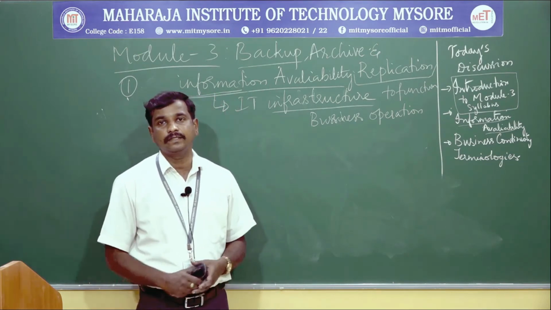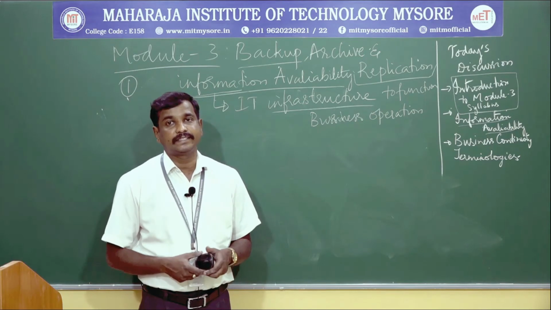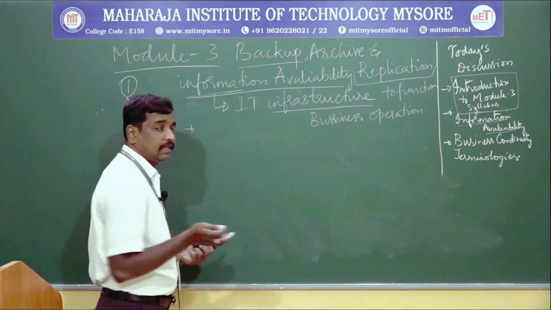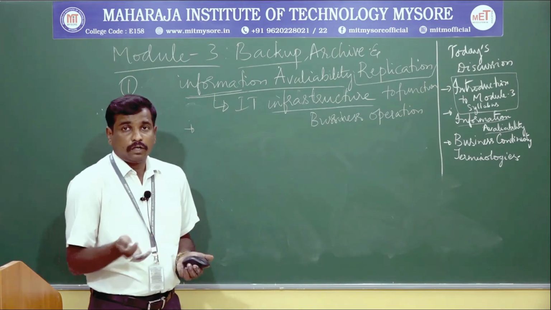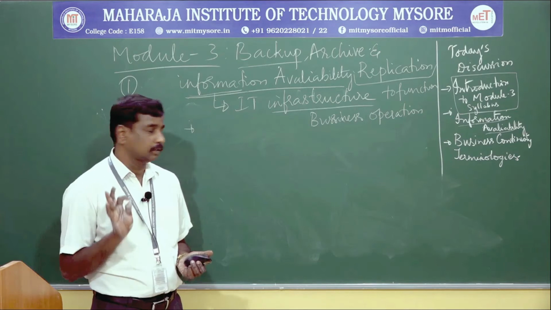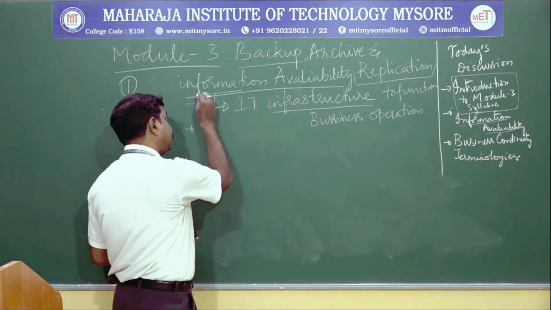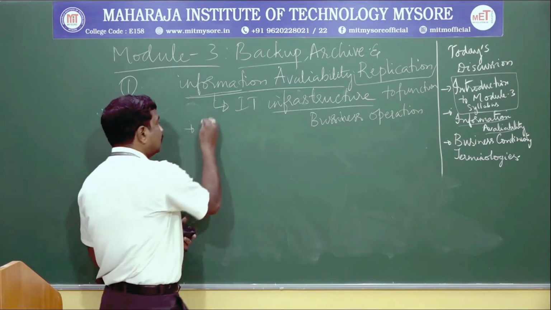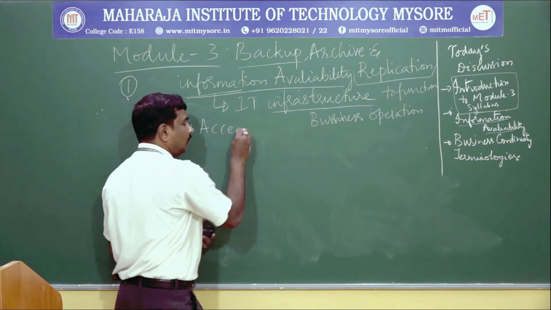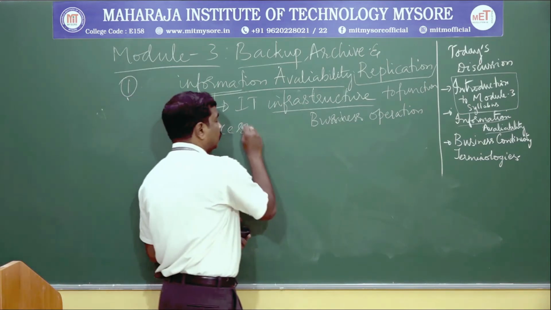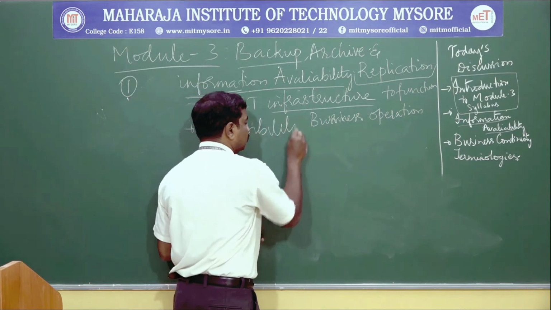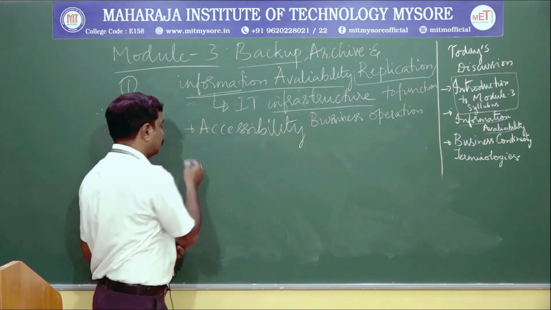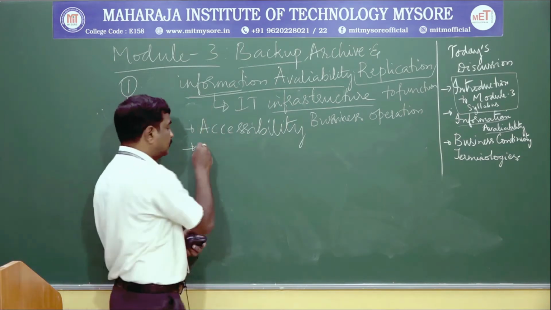So, how do we define information availability clearly? We can't talk generally that the business which we are providing has 24/7 information availability. Those parameters will be measured. Information availability will be measured by a metric called accessibility. This is one of the parameters to analyze the concept of information availability. The second parameter is reliability.